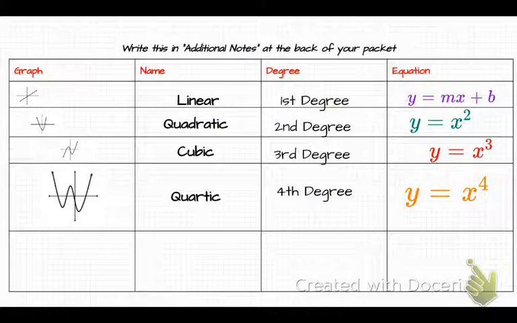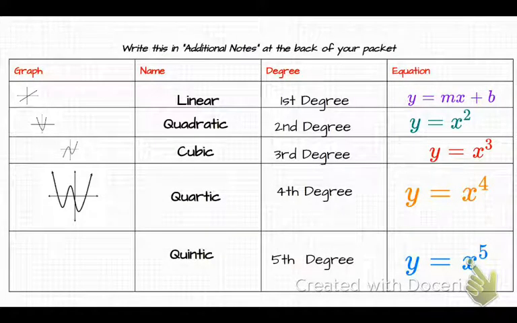And then my last row is 5th degree. So what do you think that equation is? Y equals x to the 5th power. And the name of that is quintic, like quintuplets. And that graph looks like the cubic, but it needs to go through the x-axis how many times? 5 times. Okay, copy that down.